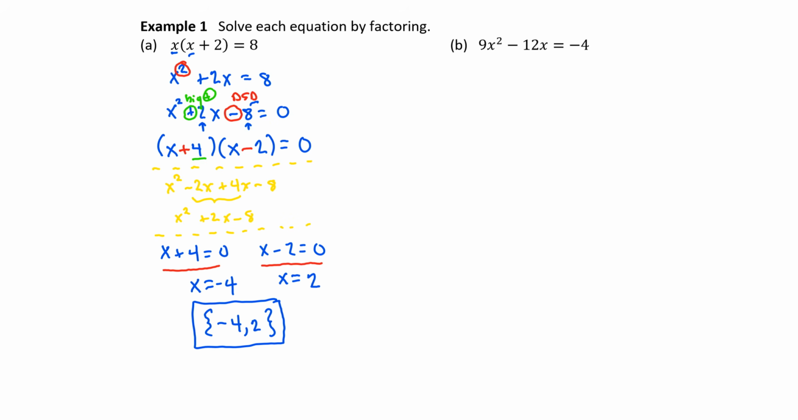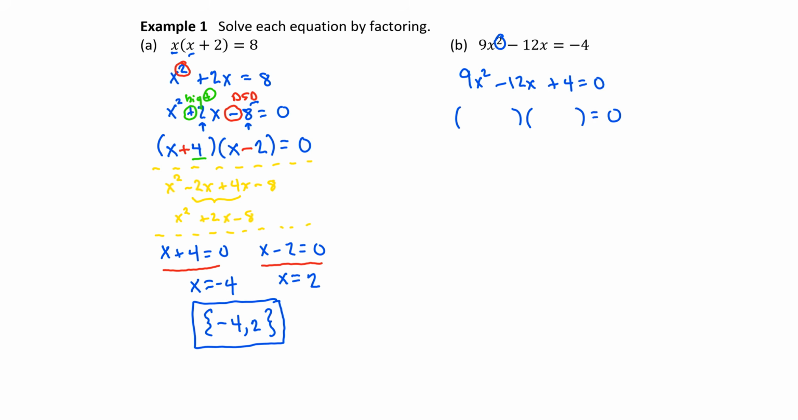Let's try example B. 9x squared minus 12x equals negative 4. When we solve a quadratic equation, we need all terms on one side equal to 0. So I'm going to add 4 to both sides, and now we have it set equal to 0. Our goal next is to factor this. Now, notice that we have a leading coefficient not equal to 1 in this case. So when we break it down into binomial factors, we're going to have to consider the fact that our first two terms are not just going to be x and x. They're going to have coefficients in this case.